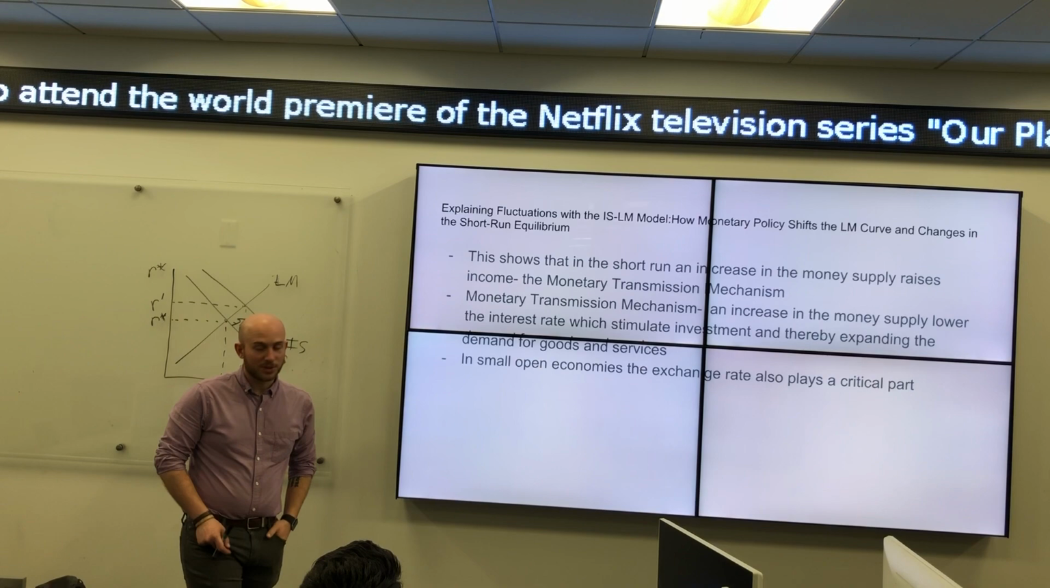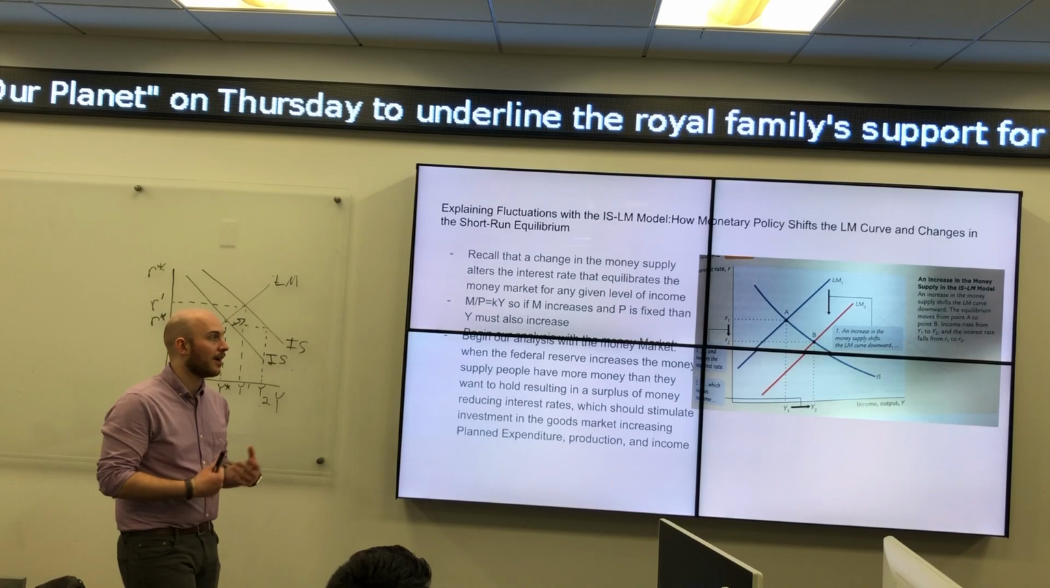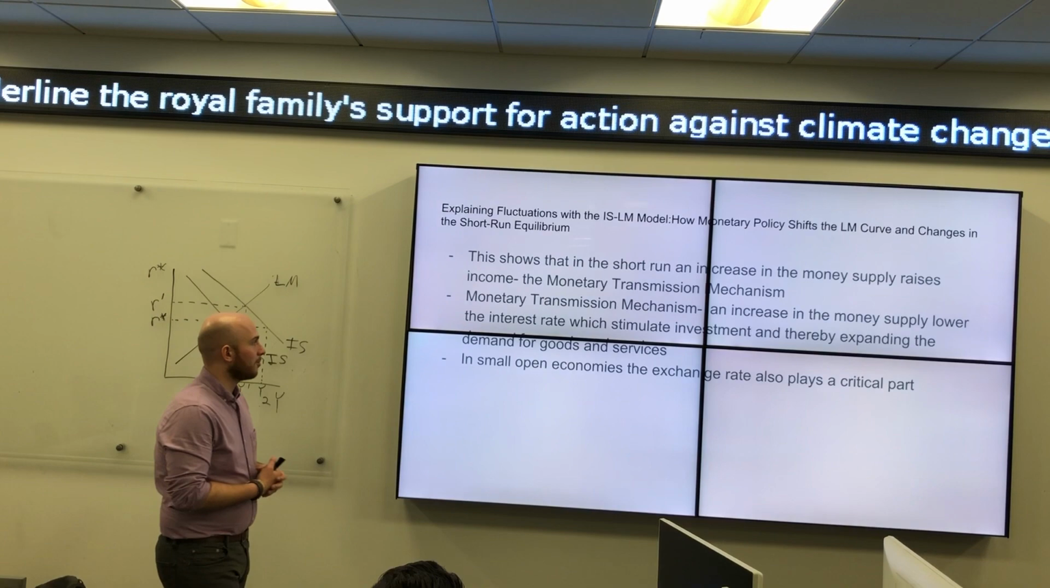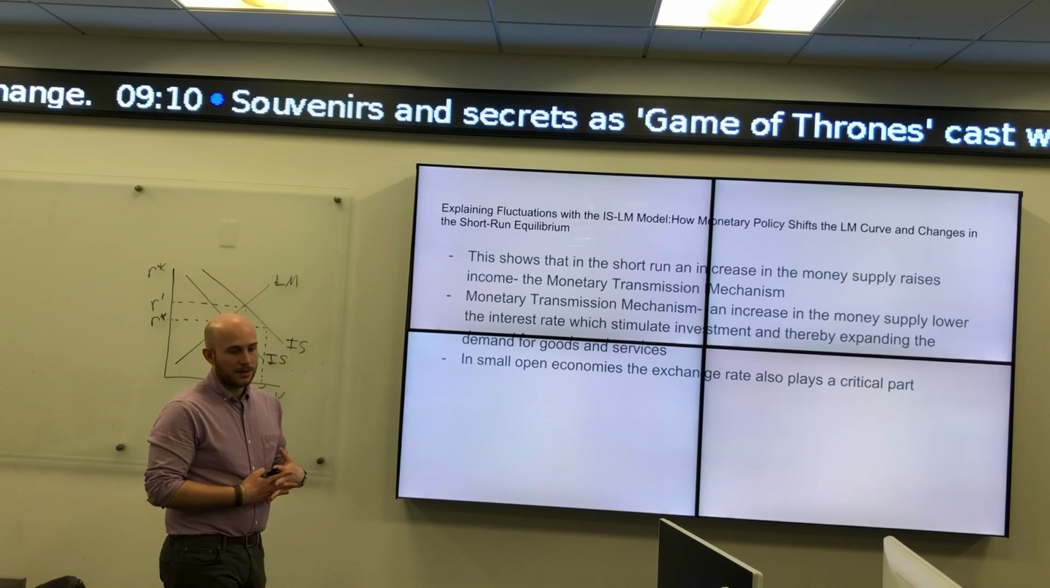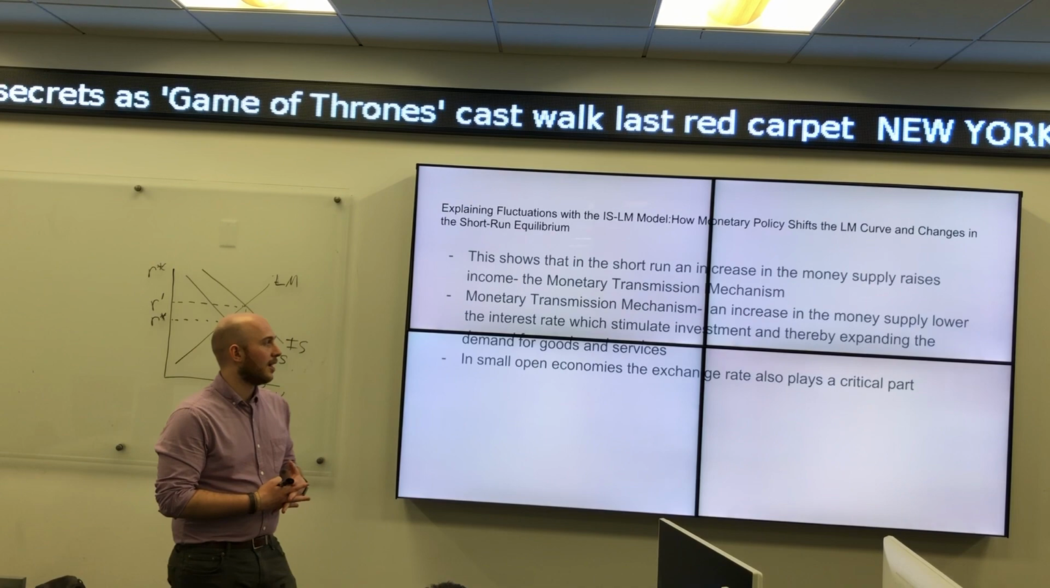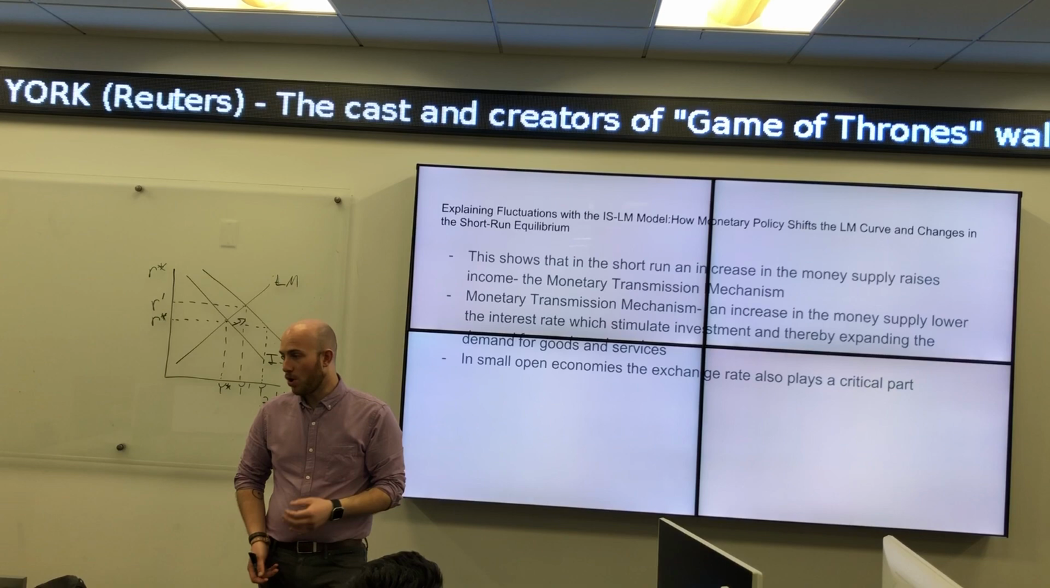It will show that in the short run, an increase in the money supply also raises income, which is what we just showed in this last graph. If we increase the money supply, we see an increase in income and a decrease in interest rates. The monetary transmission mechanism is that an increase in the money supply should lower the interest rate, which stimulates investment and thereby expands the demand for goods and services. So increasing the money supply leads to economic growth, essentially. In a small open economy, which is not something we really see in the United States so much, the exchange rate will also play a critical role here.